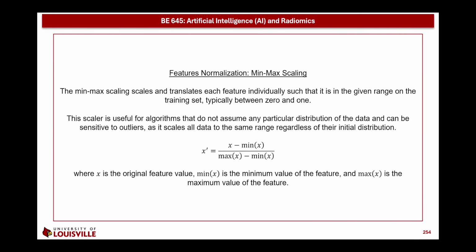Another technique is called min-max scaling, and min-max scaling scales and translates each feature individually to be between 0 and 1. It's useful for algorithms that don't assume any particular distribution of the data and can be sensitive to outliers, as it scales all data to the same range regardless of their initial distribution. And this can be accomplished by subtracting the min value, which is the lowest value, from each feature and dividing that by the difference between the maximum value and the minimum value.